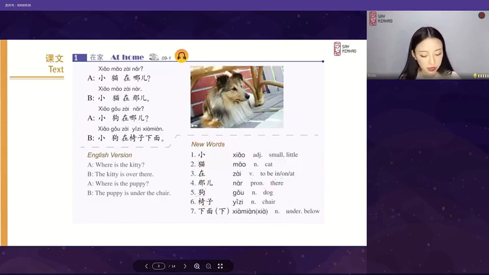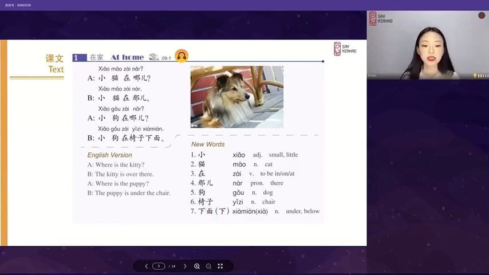Let's see the last new word. 下面, or just 下. Read after me, please. 下面, or 下. It means the same meaning. It means under or below. Okay, 下. And actually, 面 here means surface. 下面, the lower, below surface. Okay, 下 only means under. Okay, now let's try to read it from the start.